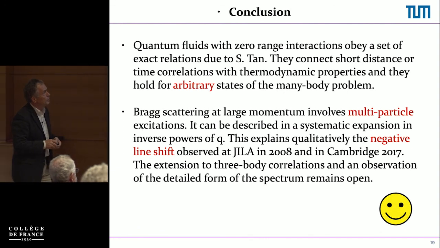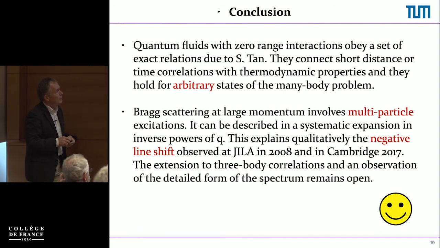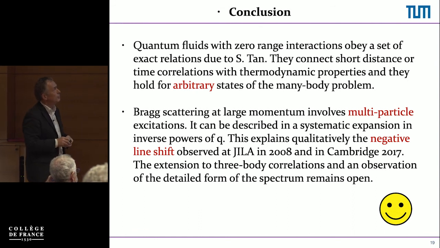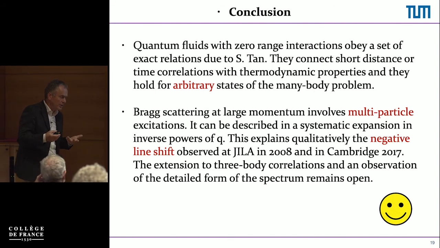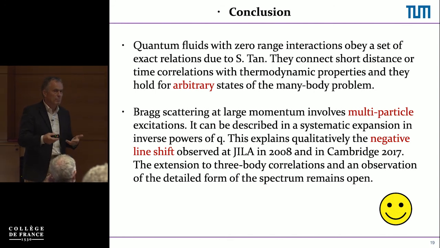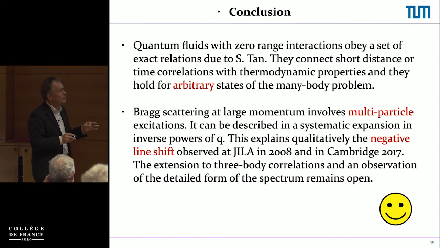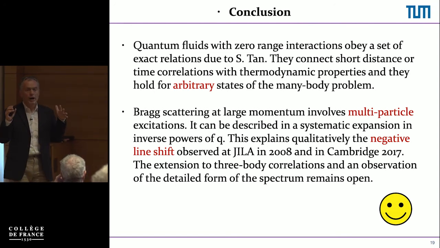So this is all what I wanted to say. What I indicated, and also how these things could be derived, is that if you have systems with zero range interactions, this approximation implies a lot of exact relations that hold for arbitrary states of the many-body problem. Of course, arbitrary means you cannot go to high enough temperatures.